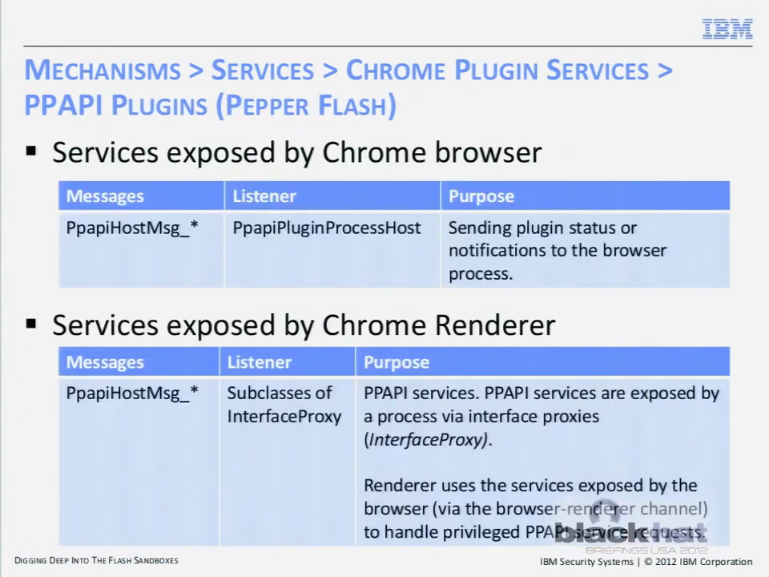And for PPAPI plugins, it is the same. The Chrome browser process exposes services for the Chrome renderer to send status or notification messages to the browser process. Differently, the Chrome renderer does the heavy lifting as it exposes the PPAPI services. Since there's a lot of PPAPI functionality, each functionality is divided into interface proxies.